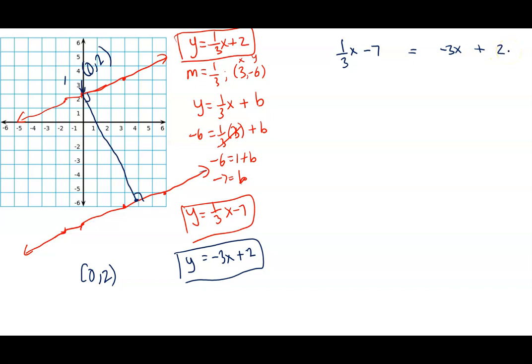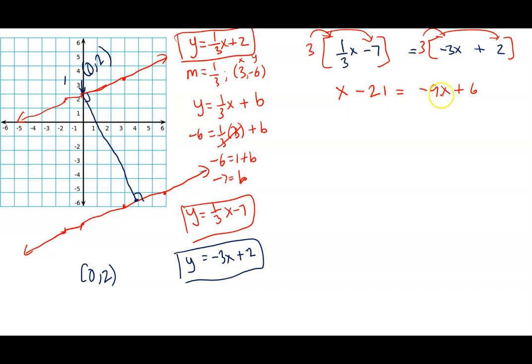Now, there's a little trick we can use whenever there's a fraction, because we don't want to deal with fractions. To get rid of the fraction, which is 3, we can multiply both sides by 3. The reason we do this is because when you distribute the 3, this fraction goes away, because 3 times 1/3 is 1, so we have x. But if you introduce a new term, we have to do the same thing to both sides. So we have 3 times 1/3, which is x, and then minus 21, and that's going to equal -9x plus 6.